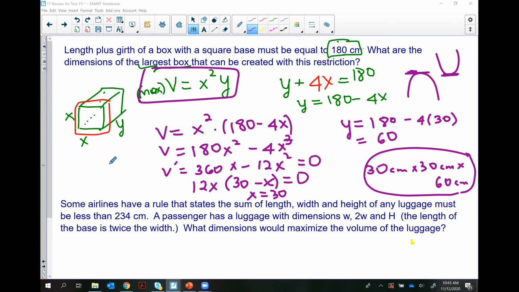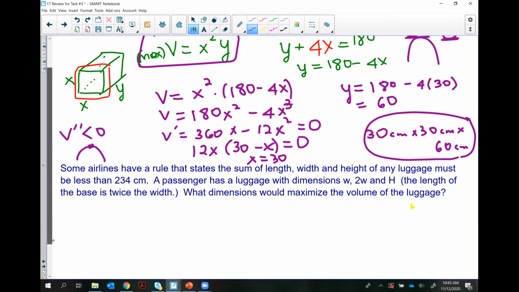If I want to confirm that this is indeed a maximum, what would I have to show that this is indeed a maximum and not a minimum? I would have to take the second derivative, right, and show that the second derivative is negative at that x value, because that would mean it's concave down. That would mean that the point that we obtain indeed is a maximum.